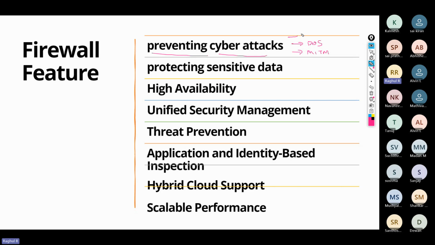Some firewalls have wireless features, so rogue access point attack and evil twin attack. These attacks will be found by the firewall easily.